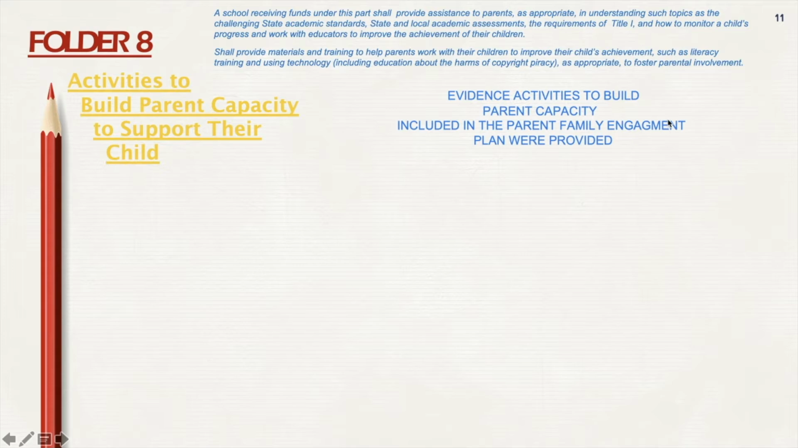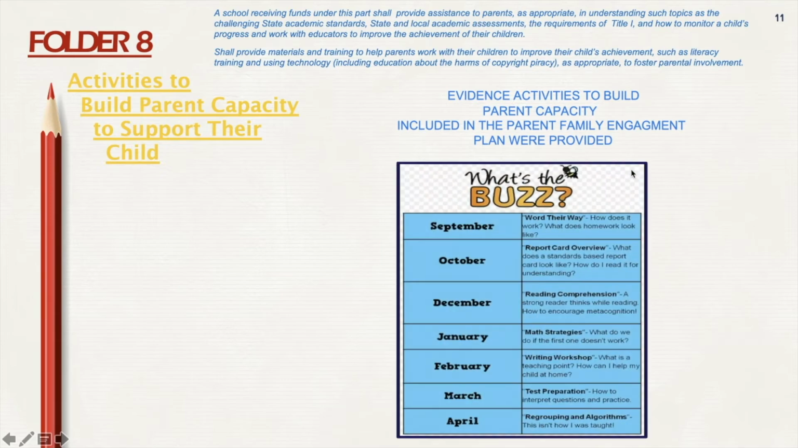So in this section of your Parent-Family Engagement Plan, where you said that you were going to build the parent capacity, then those things that you said you were going to do can be documented in this folder. These would be kind of like a little example. Like in September, if you did a Words Their Way workshop to help parents understand what homework looks like. These are some good things. Reading comprehension, math strategies, anything in there that you said you're going to do that will help parents help their children at home. That's what we go here.